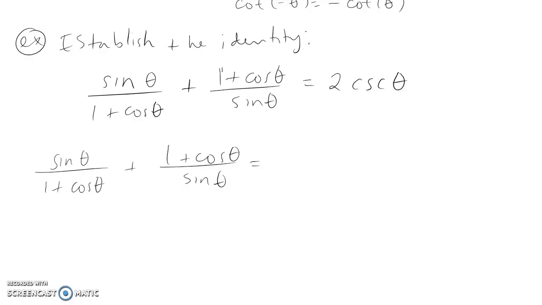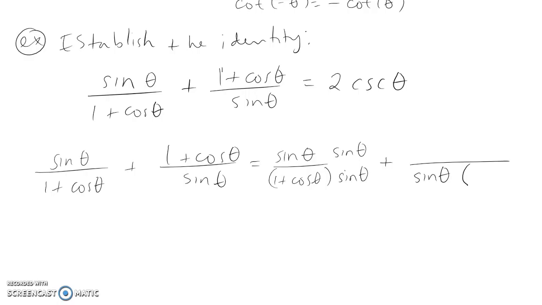Now when I look at what I've got, I say, that's interesting. I have 2 fractions. Almost all the time if you have 2 fractions, you want to put them together with a common denominator. So my common denominator here is going to be sine theta times 1 plus cosine theta. I need both denominators multiplied together. So I'm going to multiply the first term by sine theta over sine theta, getting a common denominator. The second term I'm going to multiply by 1 plus cosine theta on both the top and the bottom. Okay? So what do I have then?